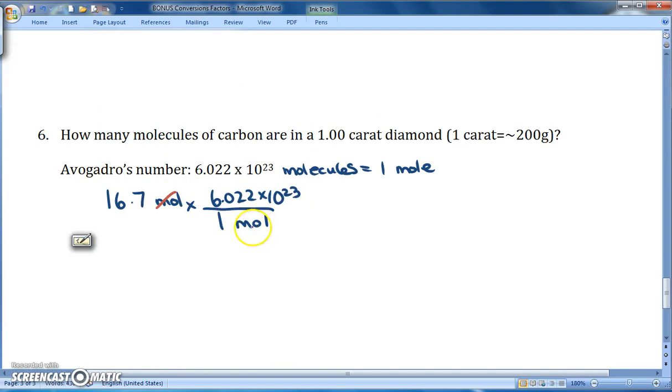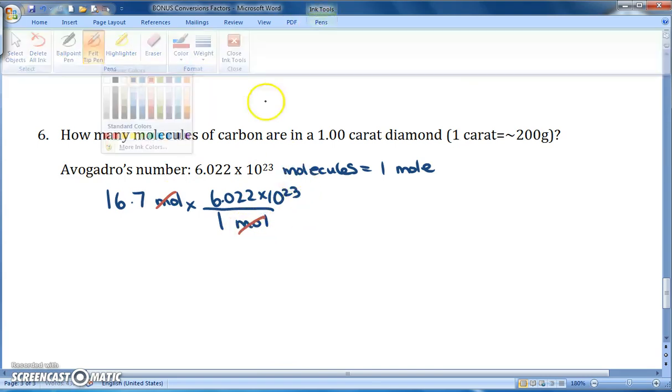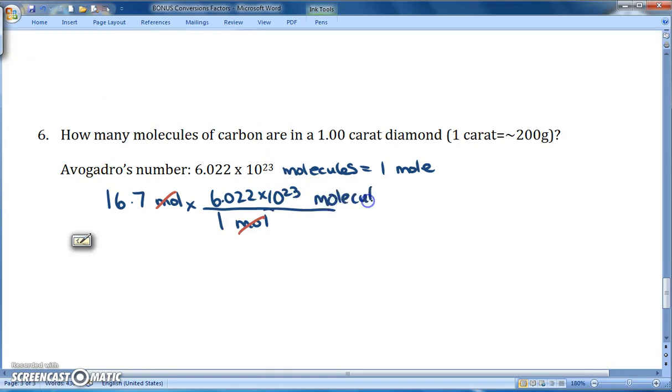It's important when we're setting up our conversion factor that we write in the units and see how they cancel to ensure that we're doing the correct operation, multiplication or division. If the value that's not 1 is in the numerator, as in this case, we're going to multiply by the value. If the number that's not 1 is in the denominator, we'll divide by it. In this case, we do 16.7 times 6.022 times 10 to the 23 to get our answer of 1.01 times 10 to the 25 molecules.